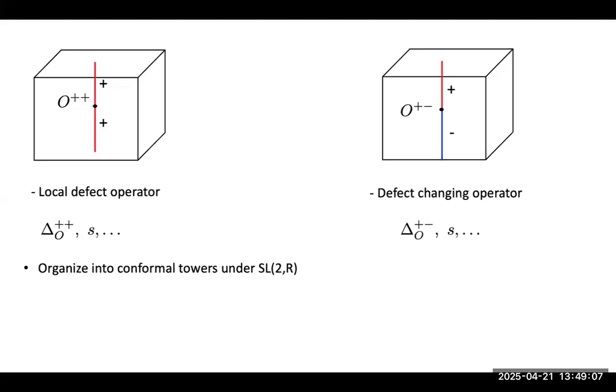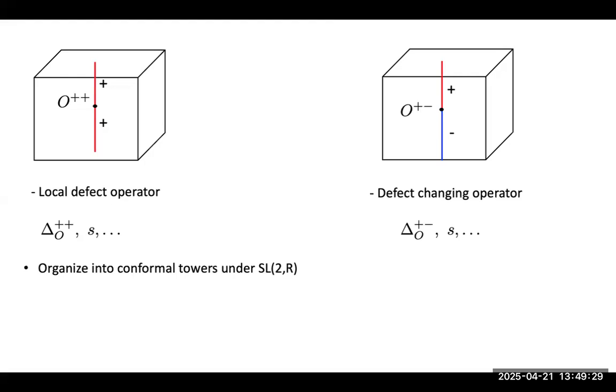So you might be familiar with such defect changing operators from two-dimensional conformal field theory. Cardy considered them there in terms of boundary condition changing operators. Well, this is a simple generalization to line defects in a higher dimension.